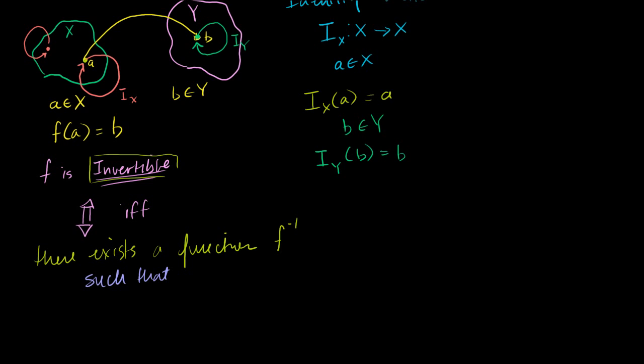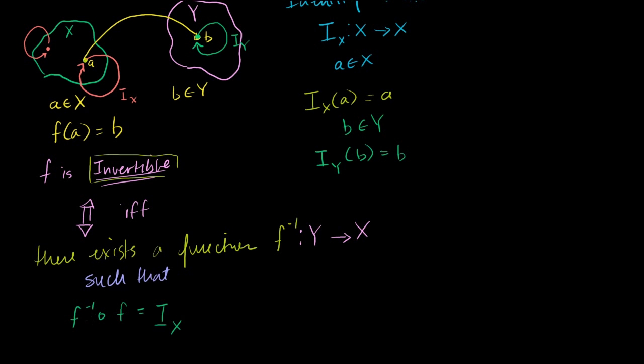So, let me read it. This function f inverse is going to be a mapping from y to x. So I'm saying that f is invertible if there exists a function, f inverse, that's a mapping from y to x, such that if I take the composition of f inverse with f, this is equal to the identity function over x.